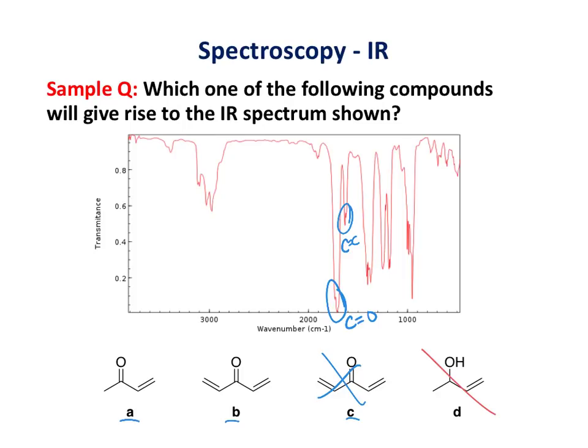Between those, the big difference is using this 3000 as kind of a key. Stuff below it indicates CSP3H, stuff above it indicates CSP2Hs. B only has sp2 carbons. So we've narrowed this all the way down to it has to be A.